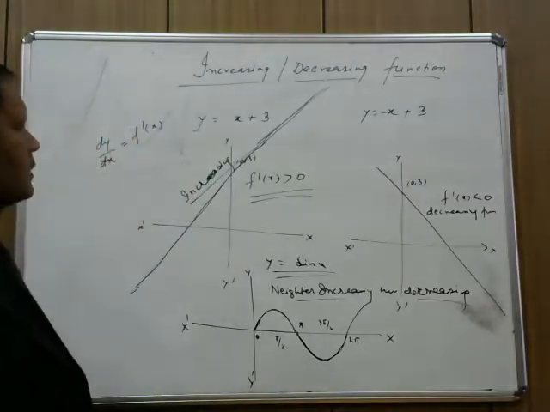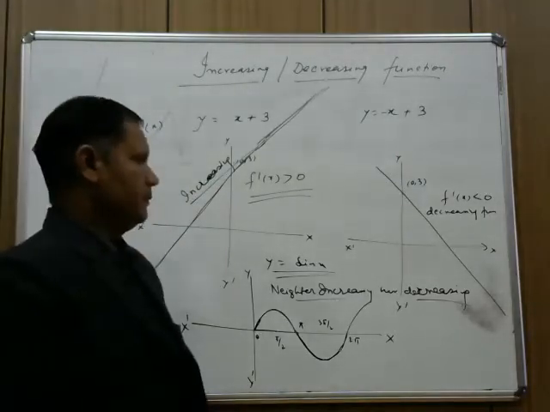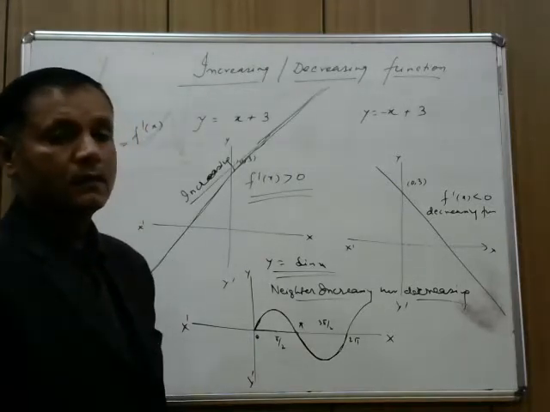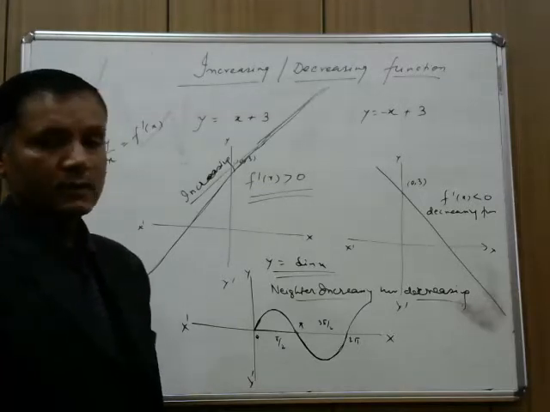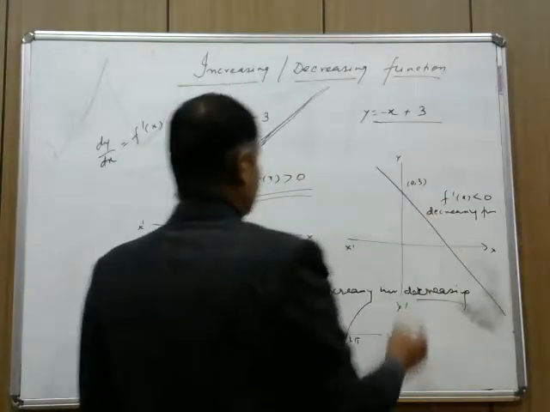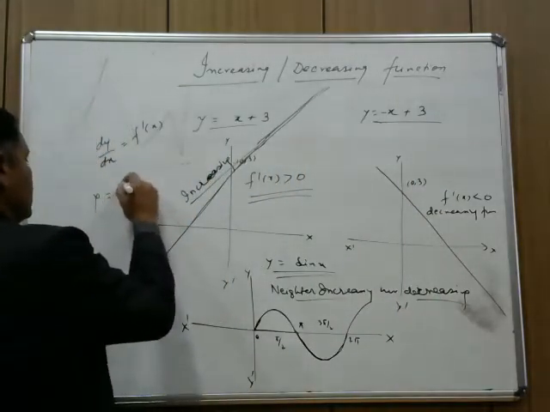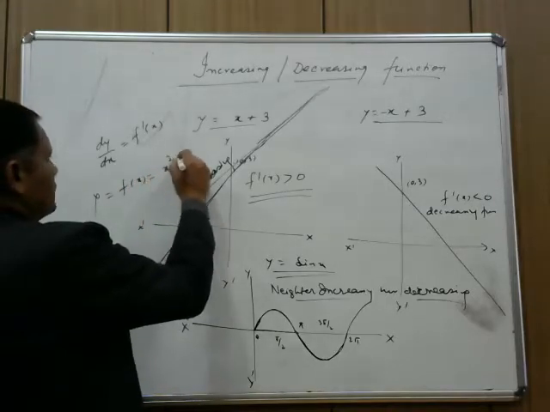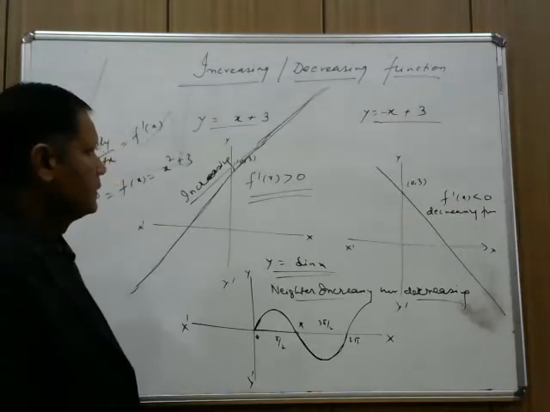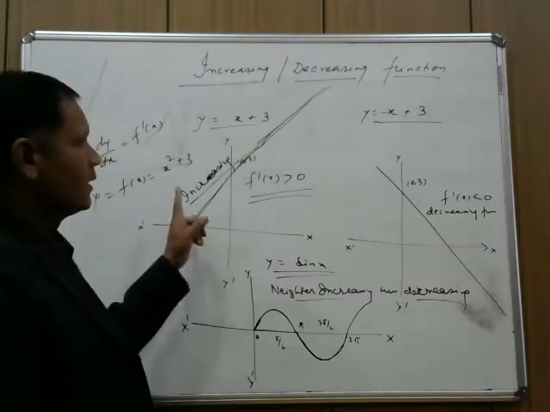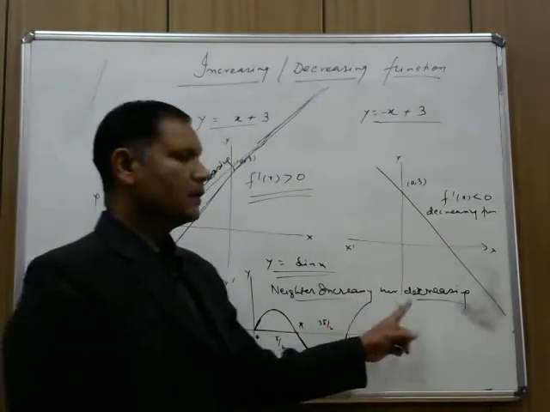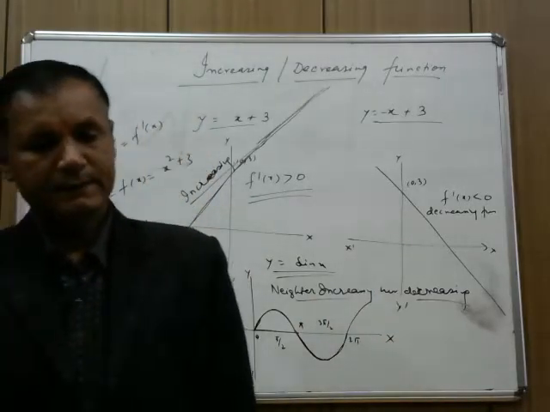That means now from this explanation, we are clear that the graph of the function y is equal to f of x, where f of x is any linear equation or any quadratic equation. If I write y is equal to f of x and f of x is equal to x square plus 3, that is a quadratic equation, right? Either it will be increasing, or it will be decreasing, or it will be neither increasing nor decreasing, right?